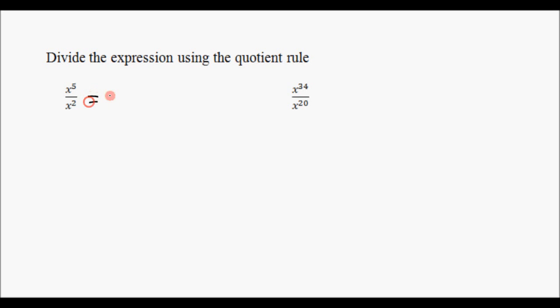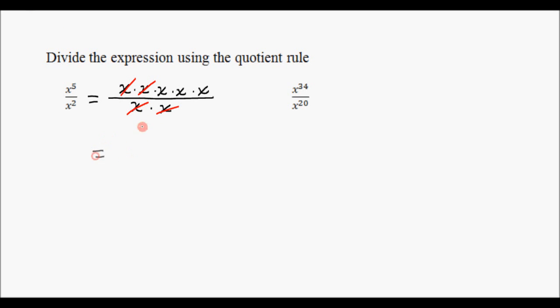So we can write this out. Instead of writing x to the fifth, we can just write this out as x multiplied times itself 5 times in the numerator, and in the denominator be x times x. So now I can reduce this by canceling any x's on top with x's on the bottom. So that one goes away, and that one goes away.